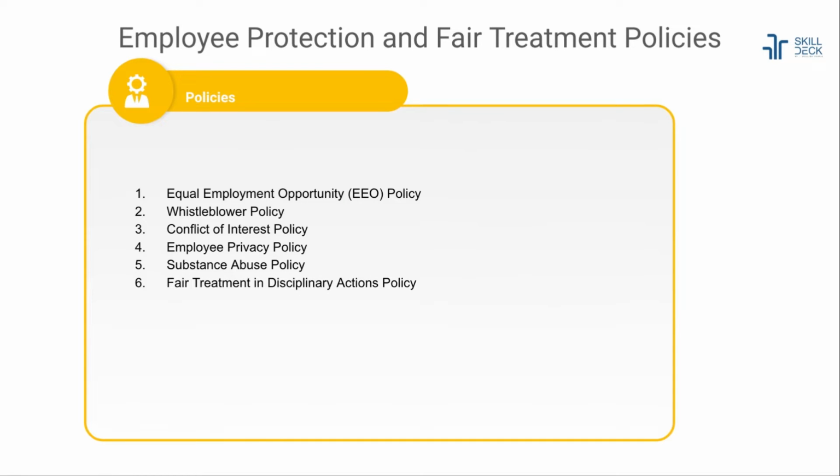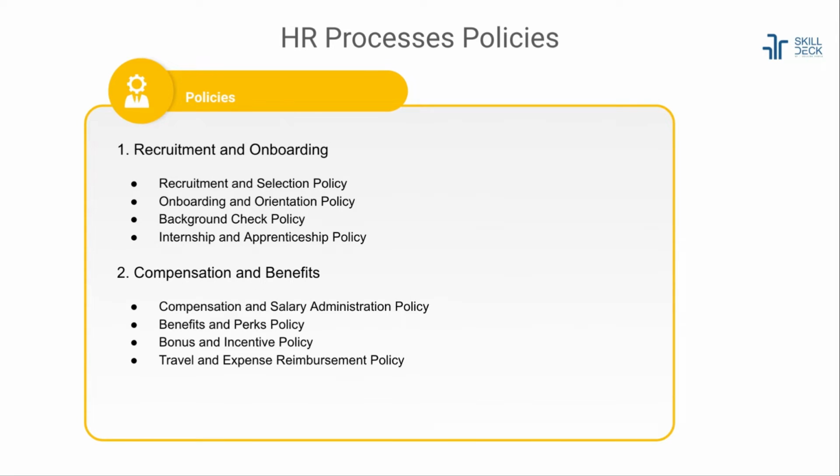CSR policy. In employee protection and fair treatment, we have whistleblower, EEO, substance abuse, fair treatment in disciplinary actions, employee privacy. These are all policies for fair treatment. For HR processes, for each process of HR, we can frame a policy. Like for recruitment and onboarding: recruitment and selection policy, onboarding policy, background check policy, internship policy, apprenticeship policy.